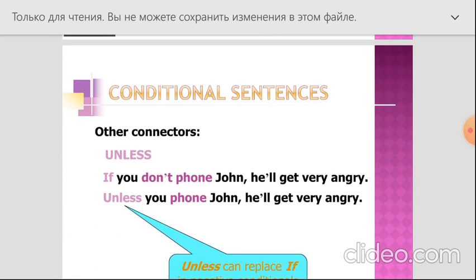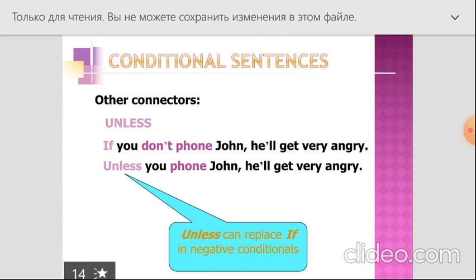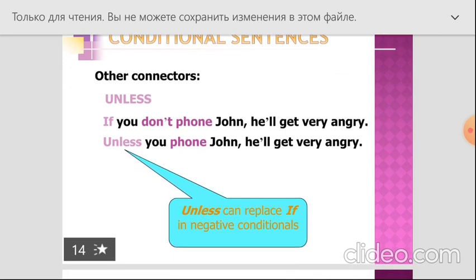There are other connectors for using conditional sentences. We can use other connectors instead of if. First connector is unless. If you don't phone John, he will get very angry. Or in other words, unless you phone John, he will get very angry. The meaning of these two sentences is the same, but the connectors are different. Unless can replace if in negative conditionals.